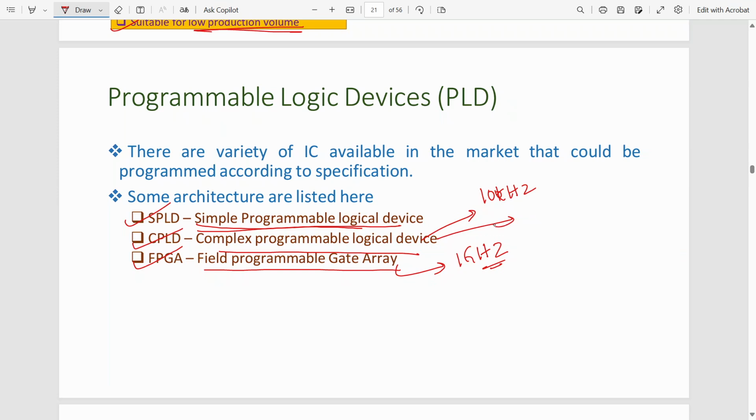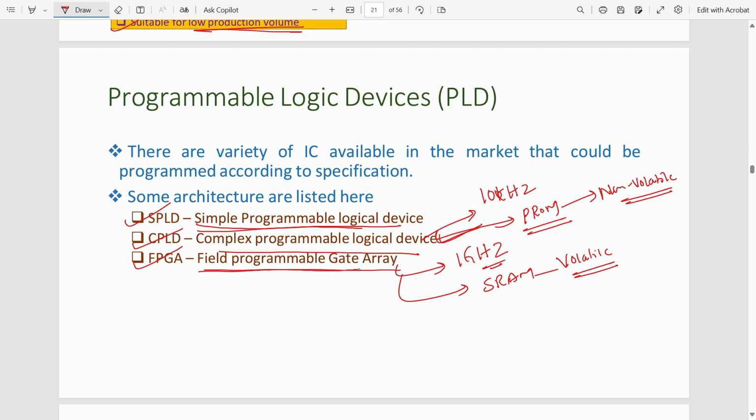For storing the program, CPLD uses PROM, and FPGA uses SRAM. We have already seen that PROM is non-volatile, so whatever program you store in the CPLD will be permanently stored. SRAM is volatile, which means once the power is switched off, whatever programming is in the FPGA will be erased. Again you need to program it. So that is the difference between CPLD and FPGA.